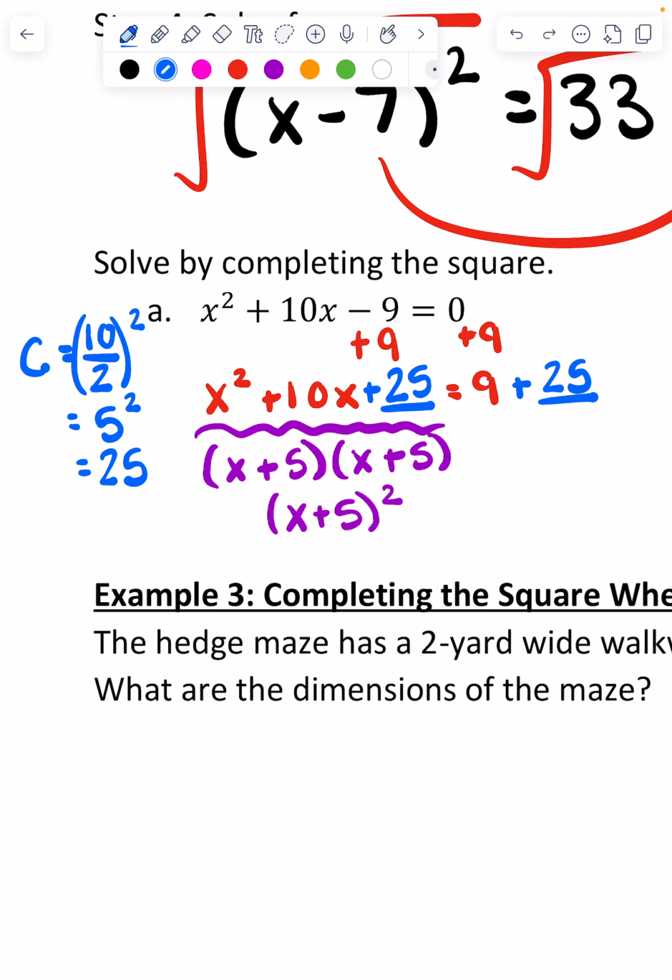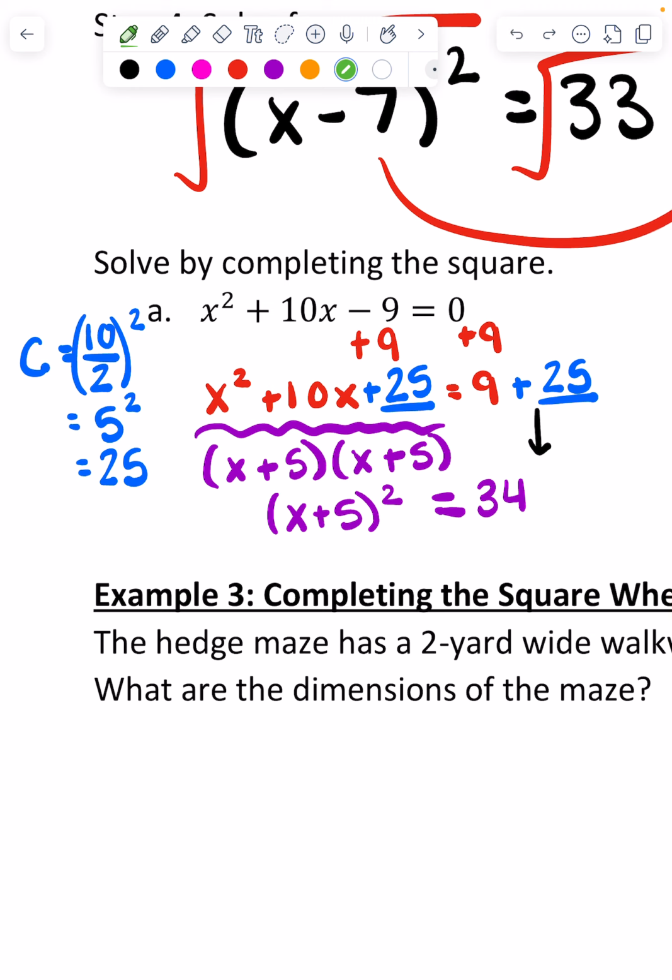All right, so we have our simplified version on the left-hand side. Now let's just go ahead and simplify what we have on the right-hand side, and we're going to bring that down as well. 9 plus 25, and we get 34. All right, so we have completed the square. That right there, coming up with our own C value, we call that completing the square. We can now use that to solve for x.